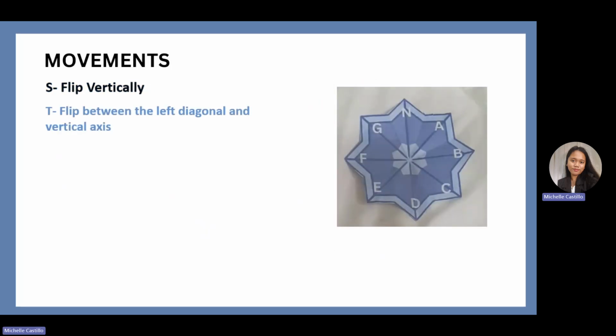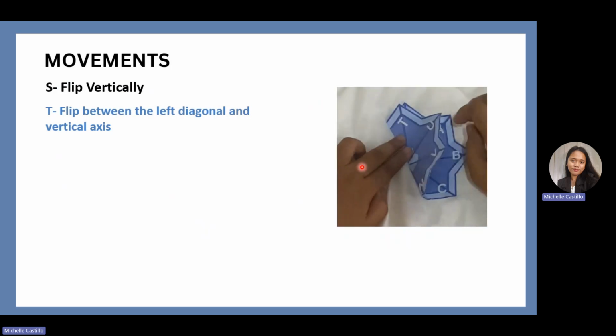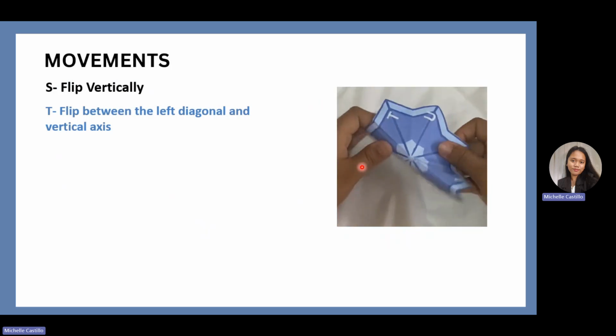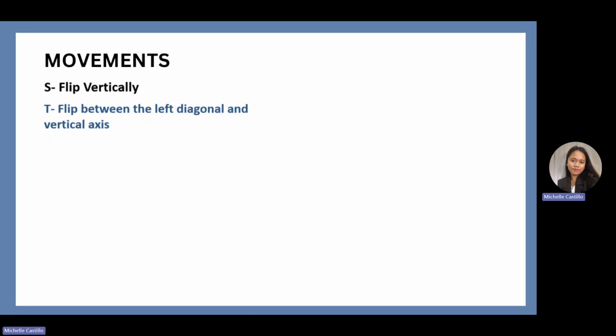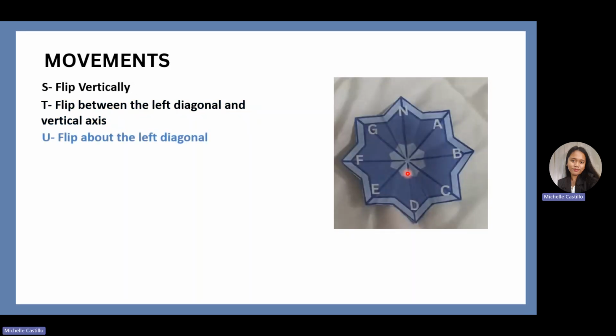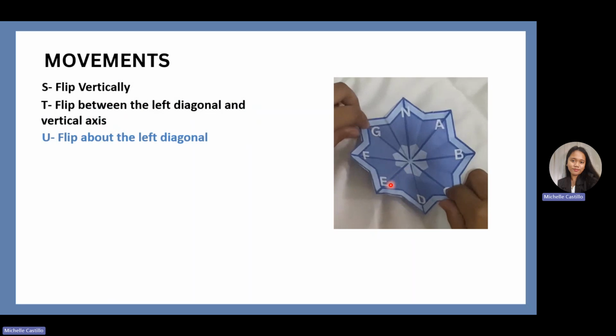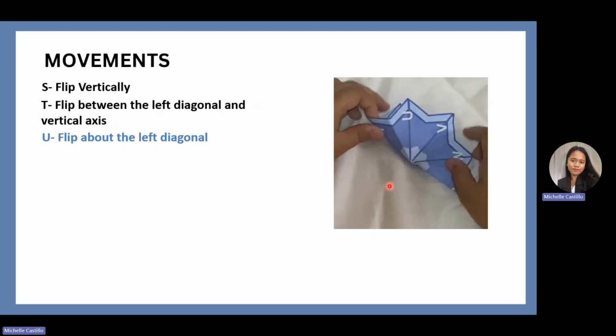Then next, for T, flip between the left diagonal and vertical axis. For U, flip about the right diagonal. And this is what U looks like.